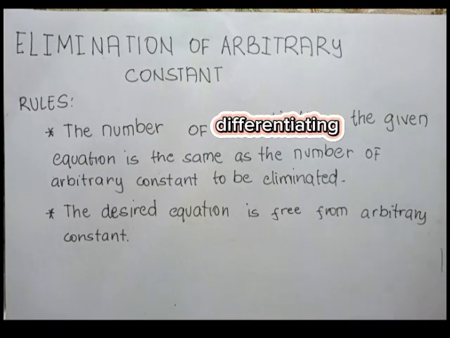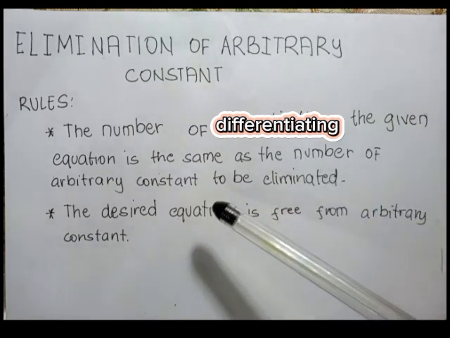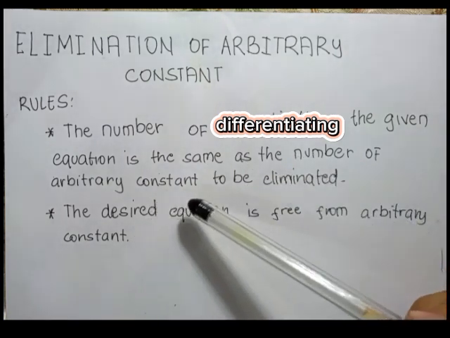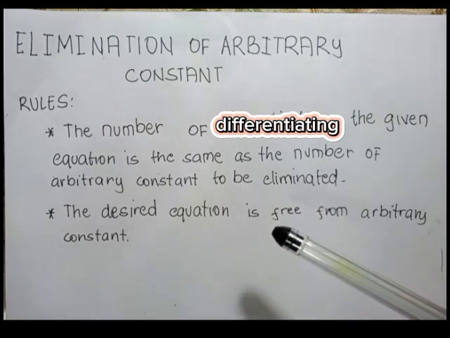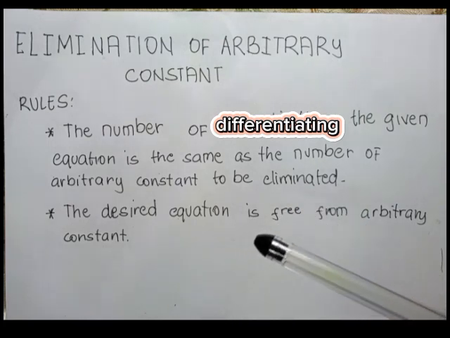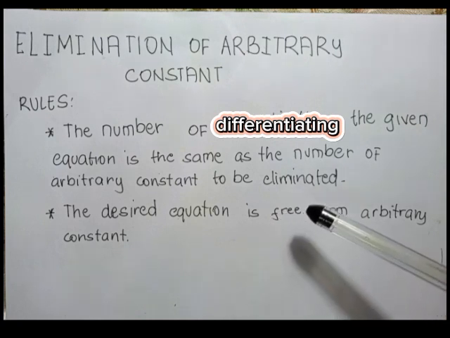Elimination of arbitrary constant. We have two rules in eliminating the arbitrary constant. First, the number of differentiations of the given equation is the same as the number of arbitrary constants to be eliminated. In simple words, kung gaano kadami yung arbitrary constant natin, yun din yung bilang ng differentiation na mangyayari.